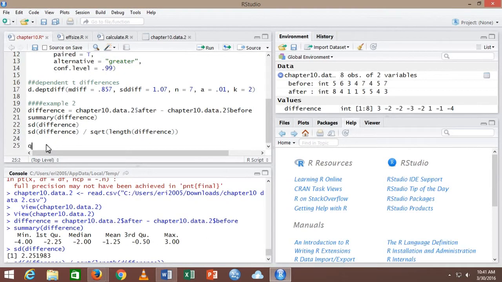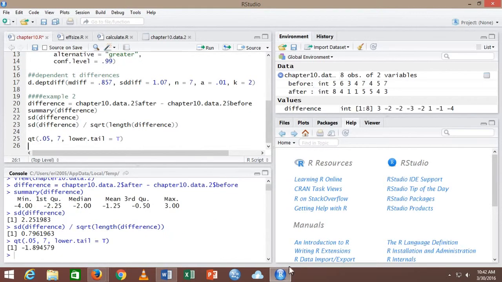Okay, so we're going to use qt to get our t cutoff, our t critical score. We're going to put in 0.05. I'm not going to divide by 2 because this is a less than test. So it's only one tail, so we've got all of our chickens on the negative side. 7 degrees of freedom. And because this is a less than test, lower tail is true. So give me the cutoff score for 5% and 7 degrees of freedom on the negative end. I got negative 1.89.